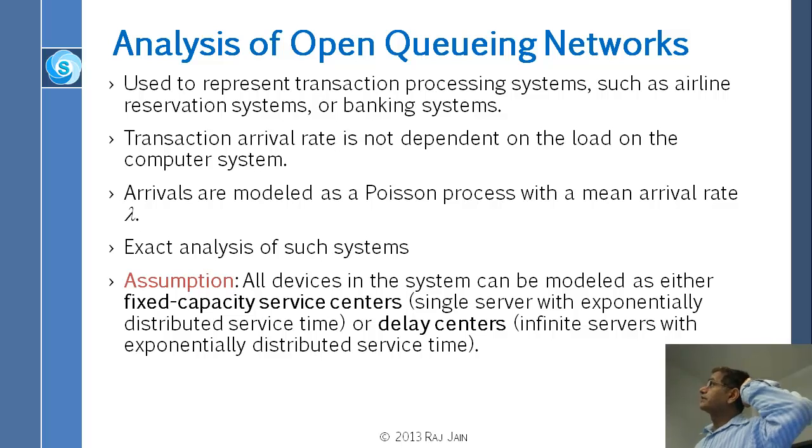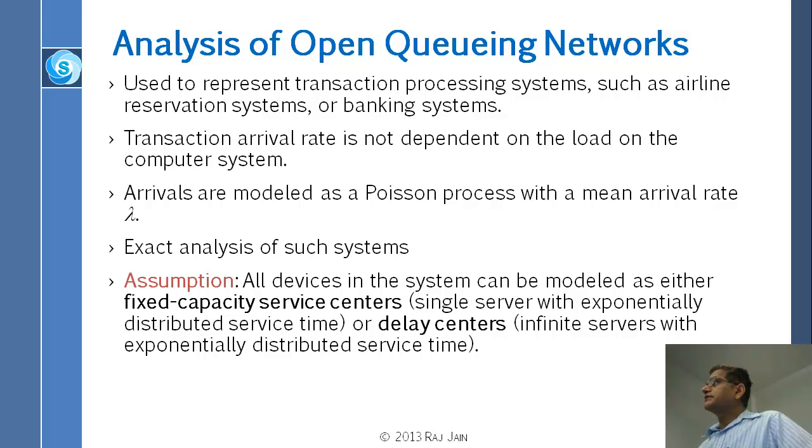An open queuing network can represent transaction processing systems such as airline reservation systems and banking systems and so on. Transaction arrival is not dependent upon the load, and the arrivals are modeled as a Poisson process. So right here we begin with the assumption. Poisson process means what? Exponential inter-arrival times. All right? And so the mean arrival rate is lambda.